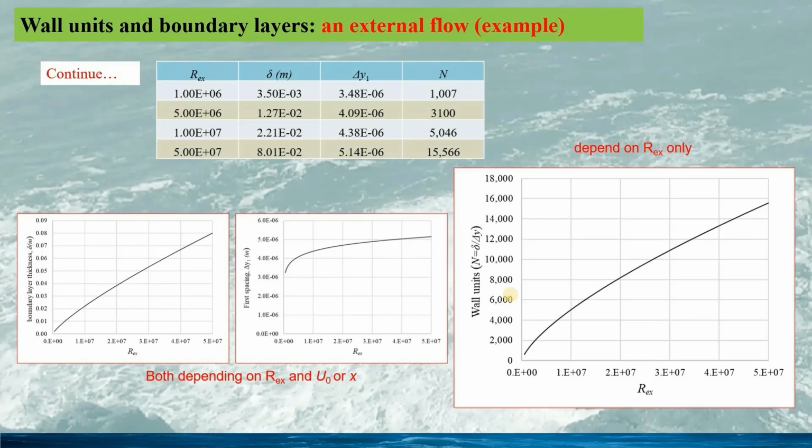From this example, we can see the number of wall units in the turbulent boundary layer can change dramatically with the Reynolds number. This is why people don't like to tell how many wall units are in the boundary layer. Hope this example can give you some idea of the turbulent boundary layer thickness and the wall unit.